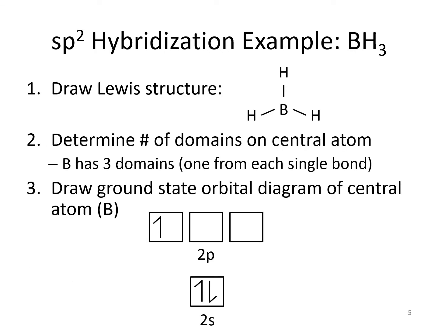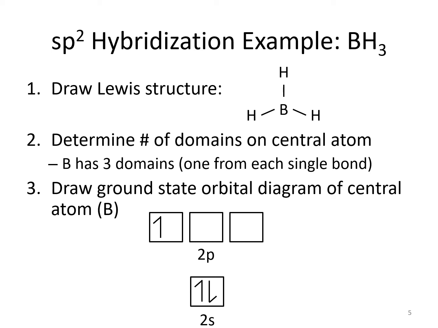Let's look at another example, BH3. We draw its Lewis structure. Again, it is electron deficient, so the boron only has 6 electrons around it. We count the number of electron domains on the boron. It has 3 single bonds, so 3 electron domains.